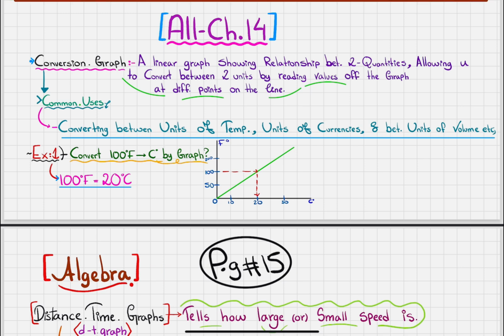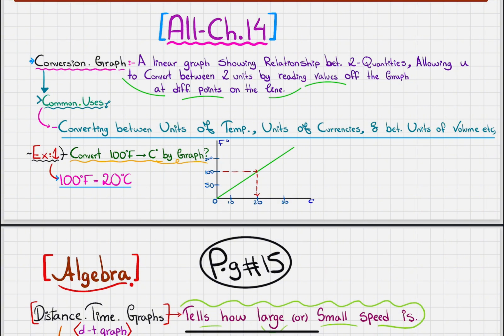What is a conversion graph? By definition, a conversion graph is a linear graph showing relationships between two quantities, allowing you to convert between two units by reading values off the graph at different points on the line. So it is a linear graph. It shows relationships between any two quantities that can be plotted on a graph. It allows you to convert between two units just by reading off the values on the graph at two different points.